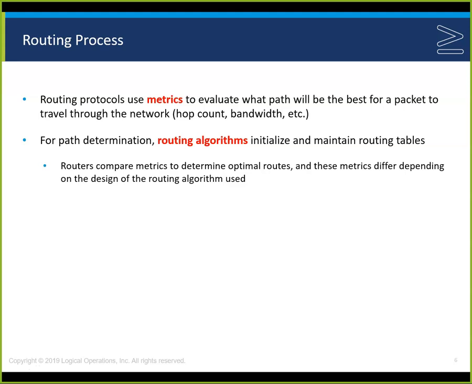So you may have a really high speed link and one really low, slow link, and it might not use what you think is the best path. It uses, based on its algorithm, the determination it makes. Algorithms initialize and maintain the routing tables, and the routers compare metrics to determine the optimal routes. And these metrics differ depending on the design of the routing algorithm used.